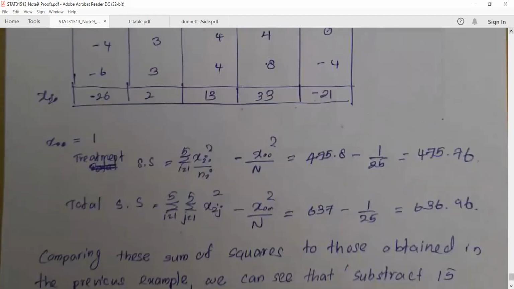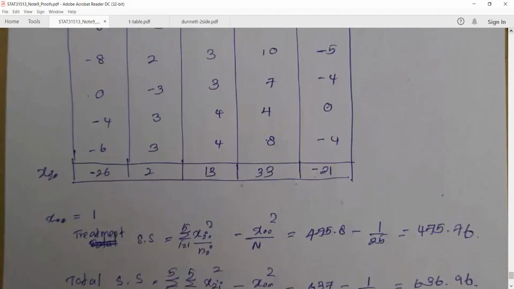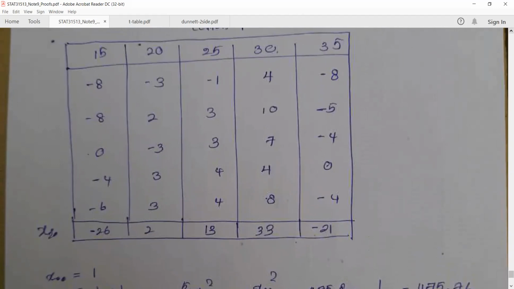So why are we doing the coding? Let's say you have numbers in thousands. If you just subtract 1000 and reduce the numbers to smaller values, the calculation would be much easier. That's why we are doing that. But you get the same answer, so no problem. If you like to code your data and do the calculation, that would be fine.